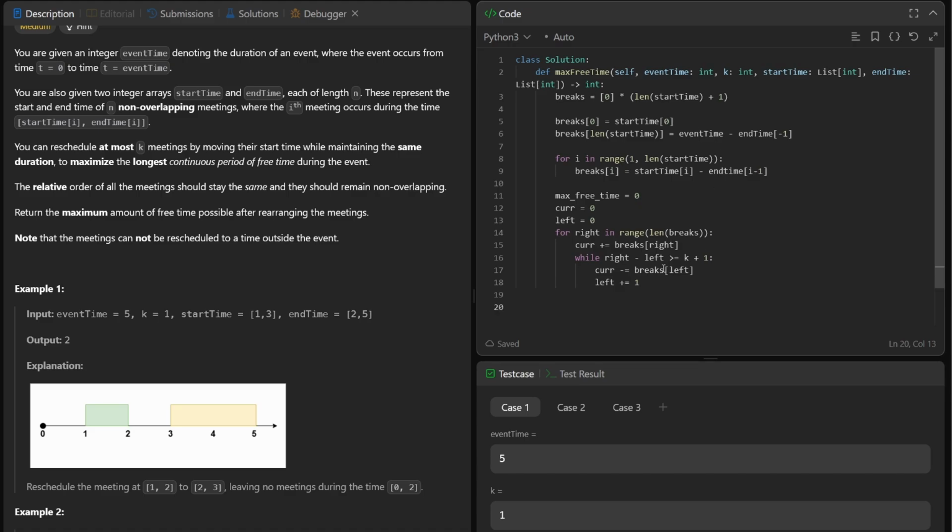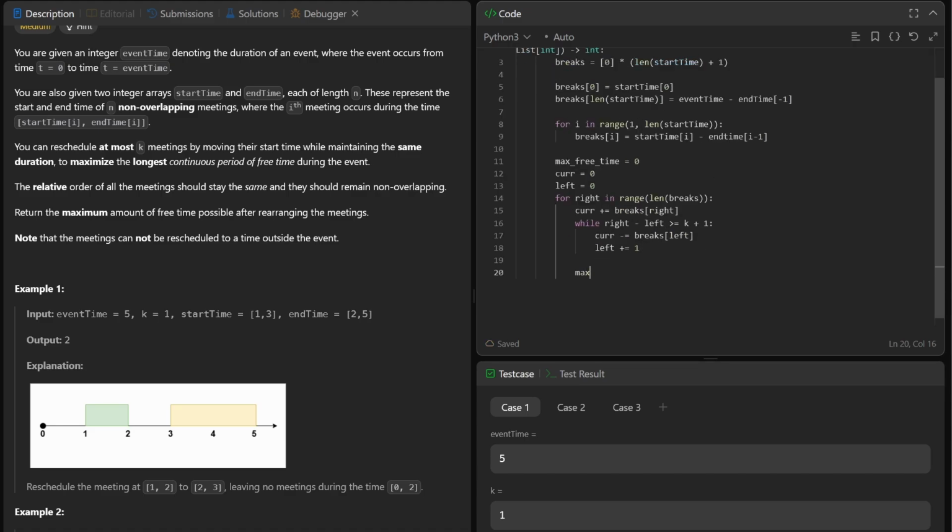So once we've ensured that our window is not broken, we can just do max free time equals max of what we've seen before and what we currently have in our window. At that point, once this is iterated, we'll slide our window across our array of gaps. And then when we reach this point, we will have found the largest gap and we can simply return it.